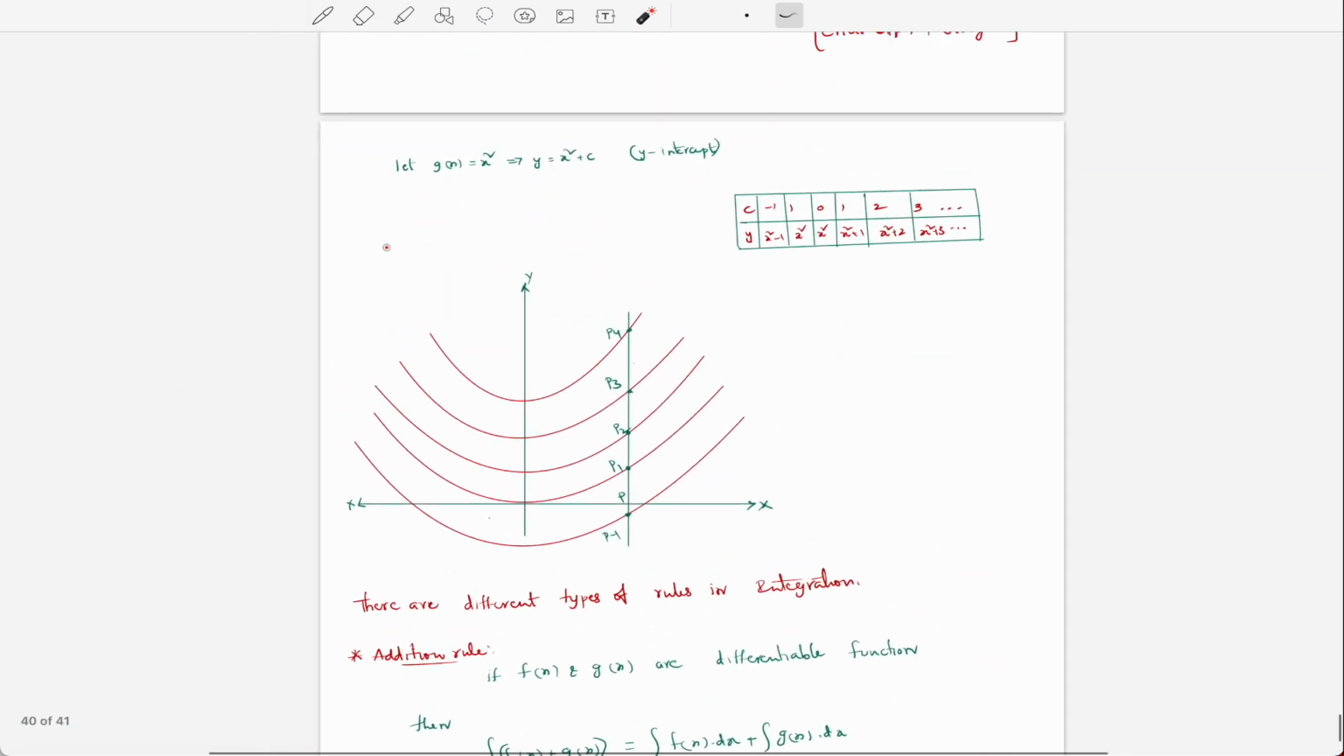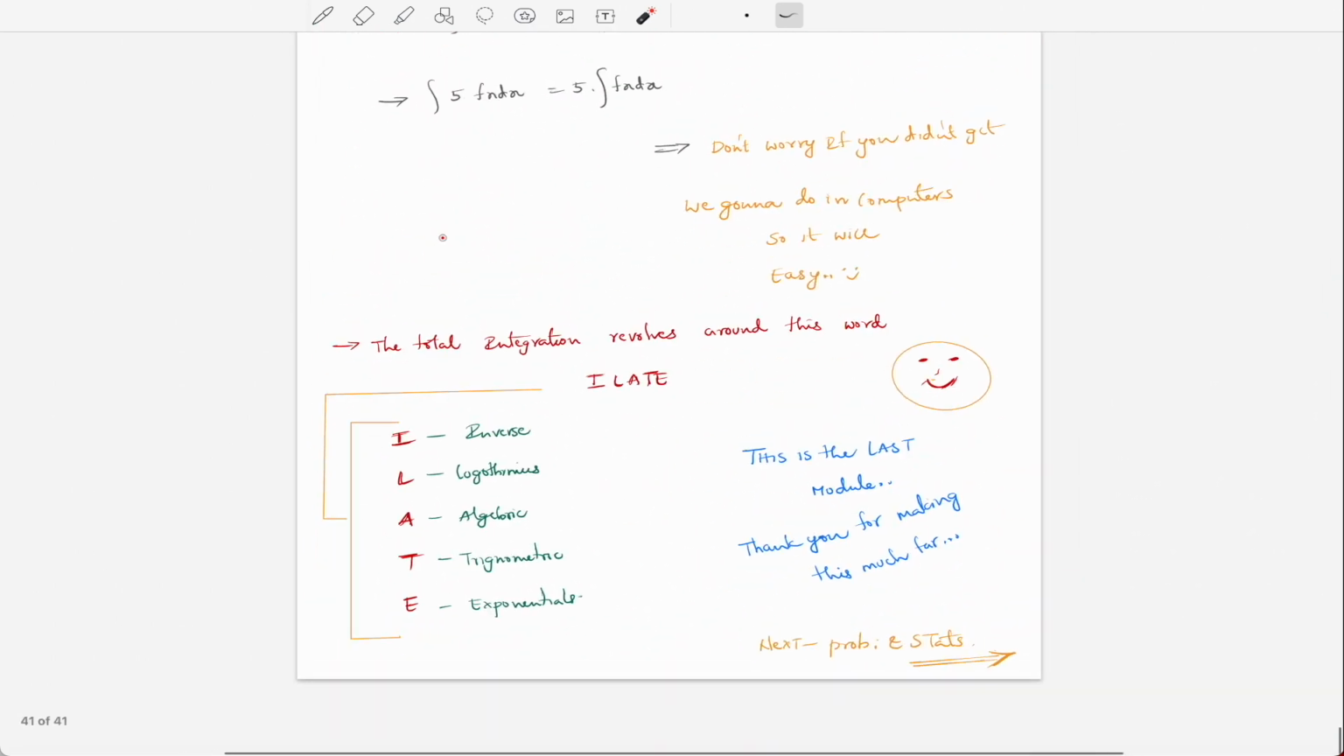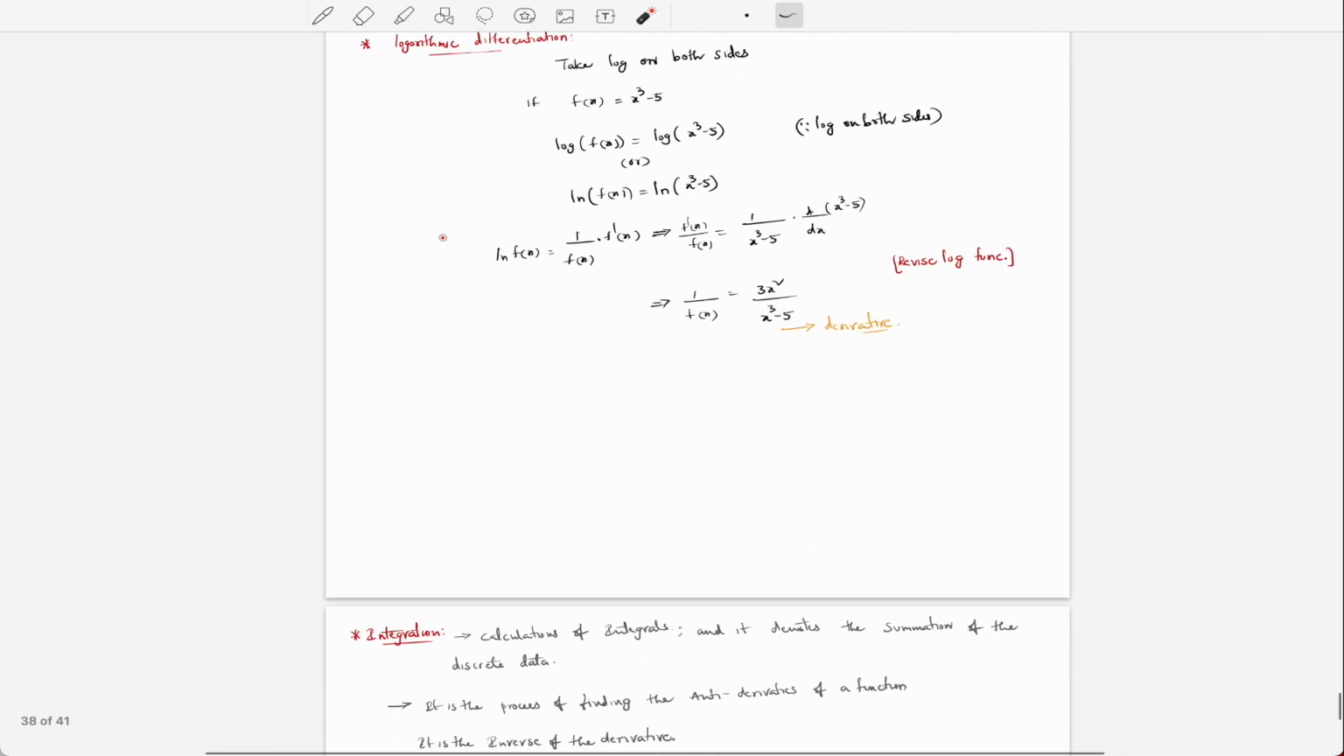Integration is going to be the last topic of this calculus.